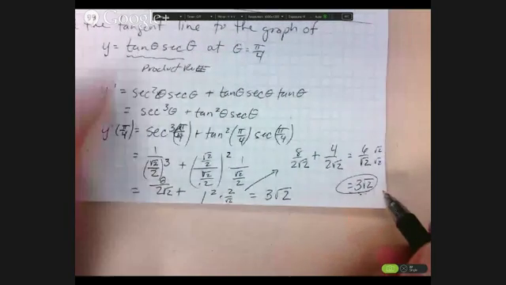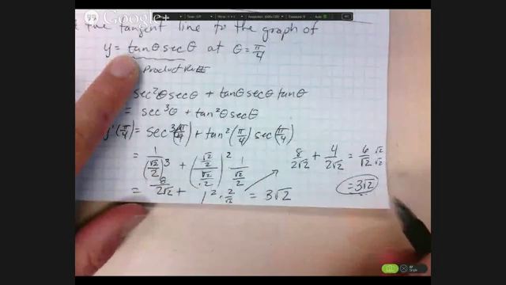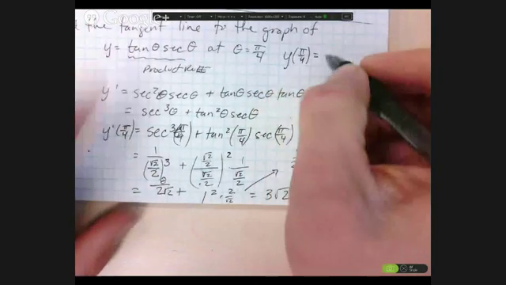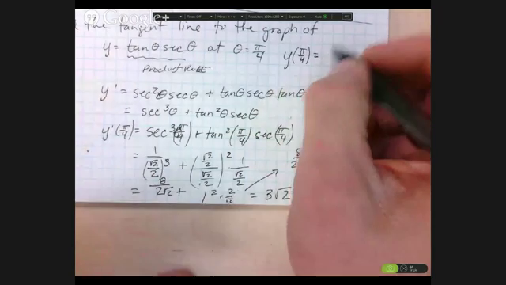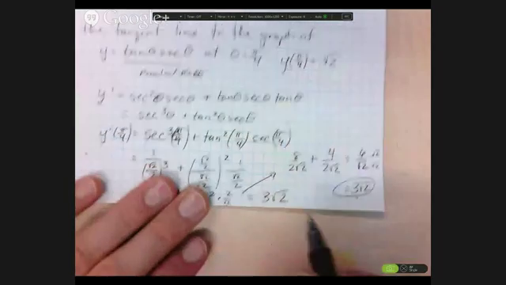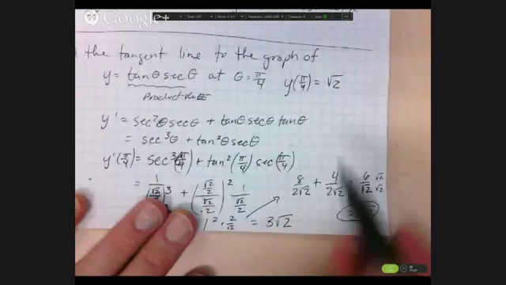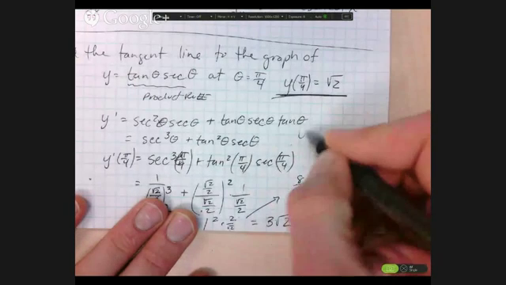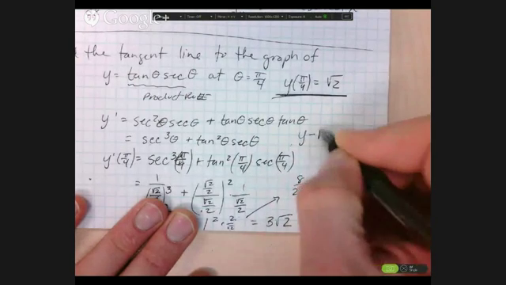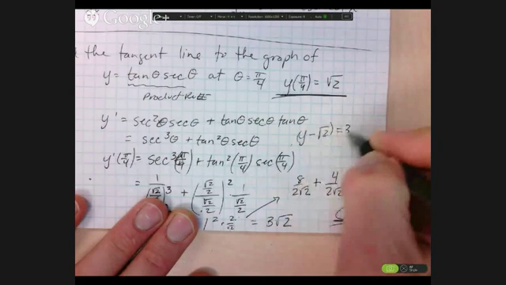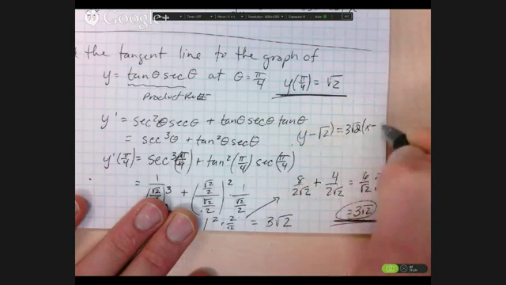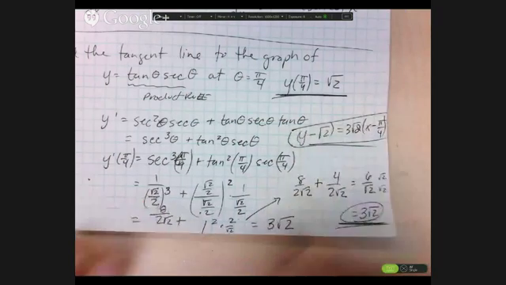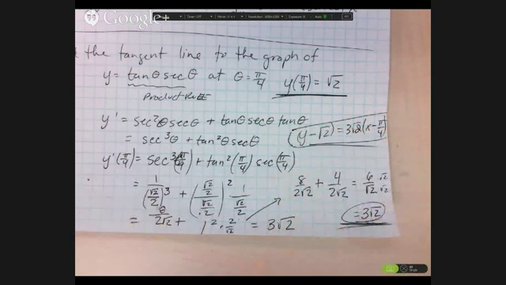We also need a point, so we have to do y at pi over 4 as well. What does that end up? Root 2. So there's one piece of info, there's the other. We can write our equation right there. Bam. Got it?